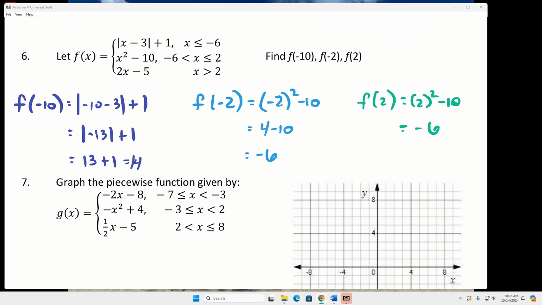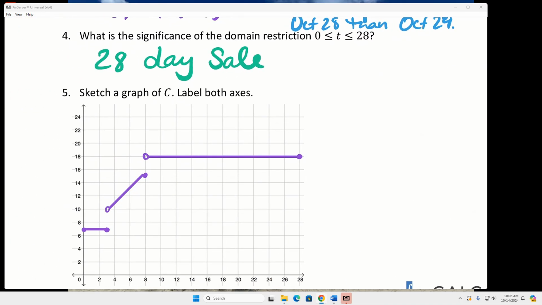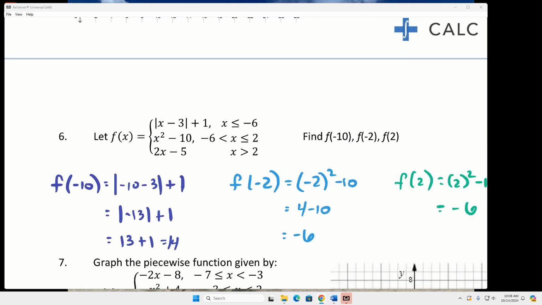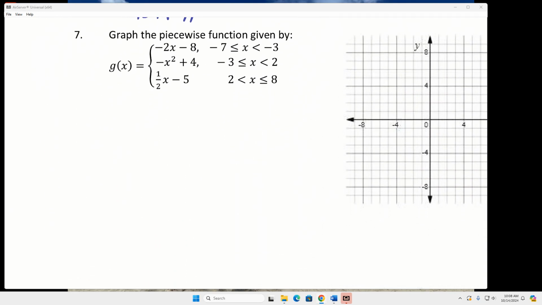Okay, and the next one we're going to graph a piecewise function. When you're graphing them and it's all linear line segments, it's pretty simple to do. This one is not going to be all linear, so it's going to be a little more challenging. Is this first piece going to be linear? Yes. What about the second piece? No, that's going to be a parabola. And when it's a parabola, you might have to do a little extra stuff. And then this last one is also going to be a line.